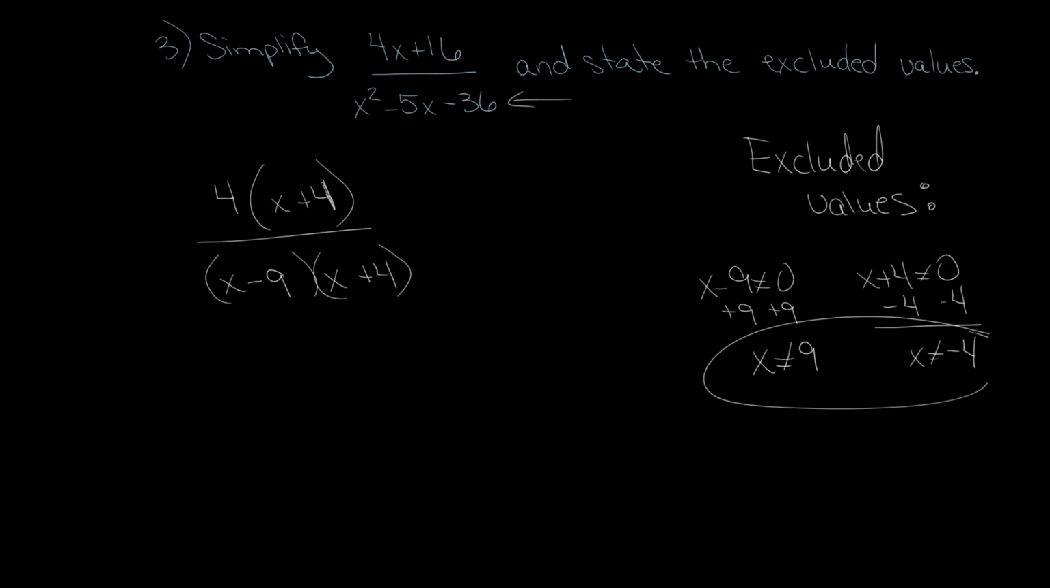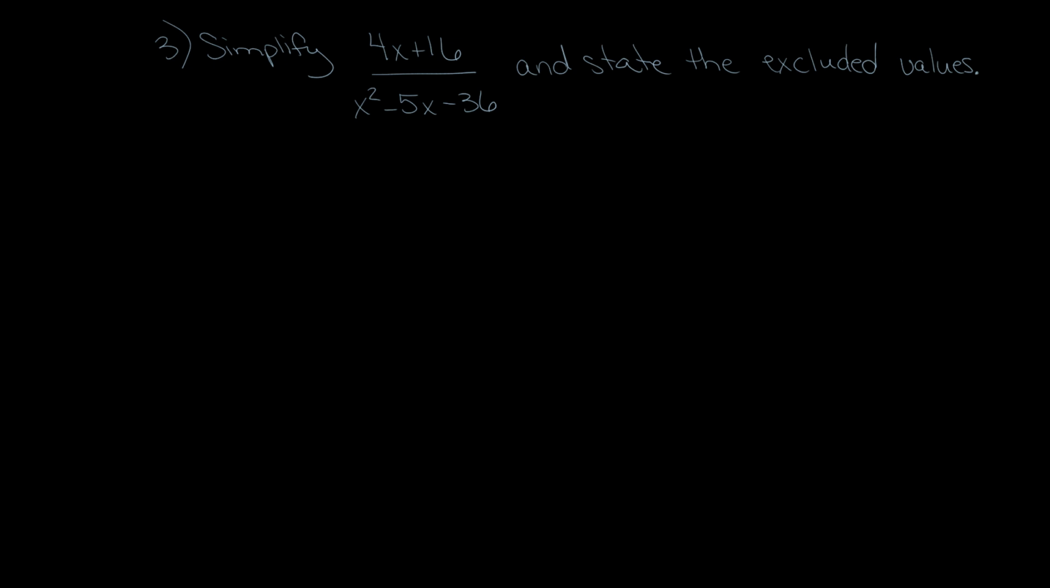Now, when I come back over to the problem and I simplify, I have an x plus 4 in the numerator and in the denominator. Those can cross each other out. So my final answer is 4 divided by x minus 9. So that is the problem simplified, and those are my excluded values.